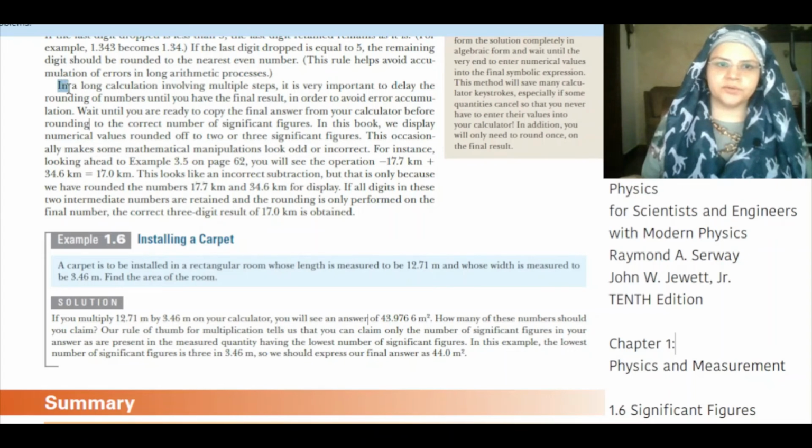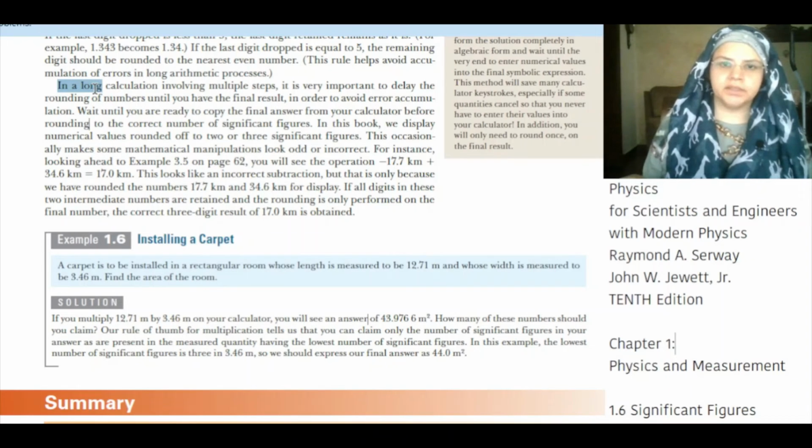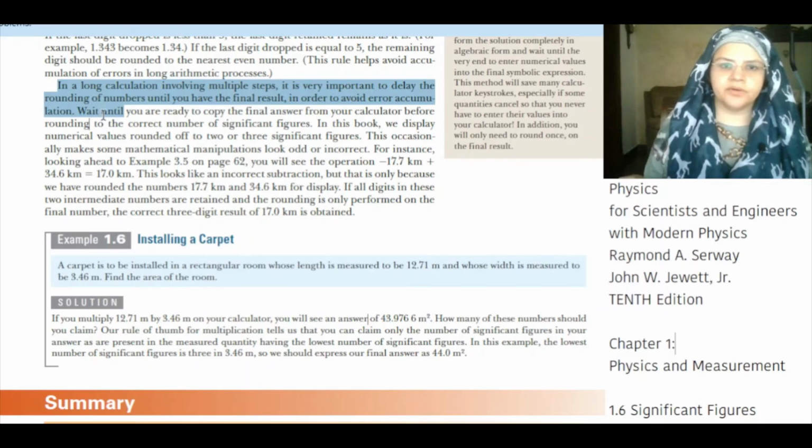In a long calculation involving multiple steps, it is important to delay rounding of numbers until you have the final result in order to avoid error accumulation. Wait until you are ready to copy the final answer from your calculator before rounding to the correct number of significant figures. In this book, we display numerical values rounded off to 2 or 3 significant figures. This occasionally makes some mathematical manipulation look odd or incorrect.